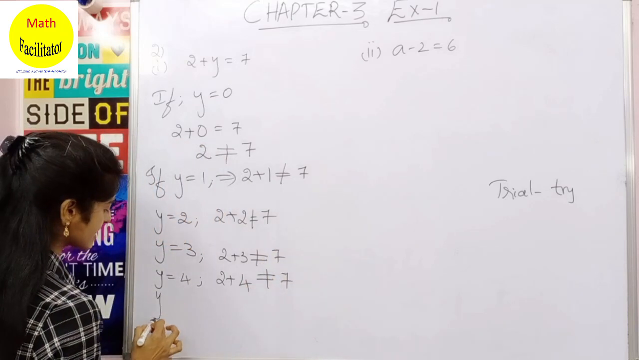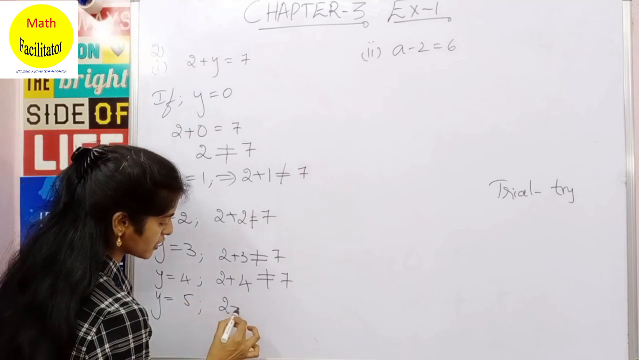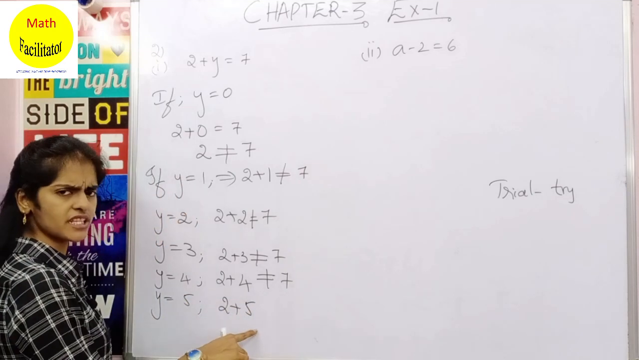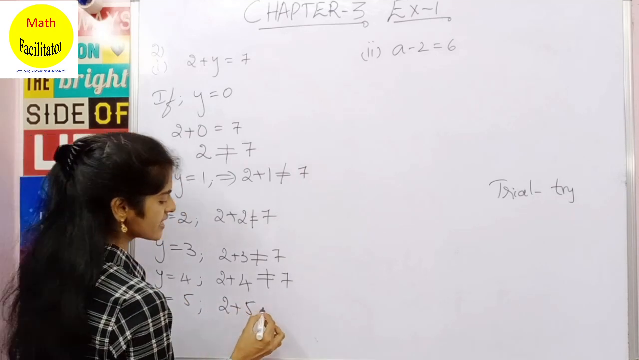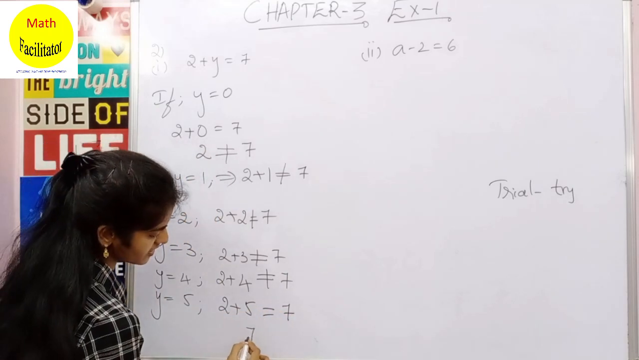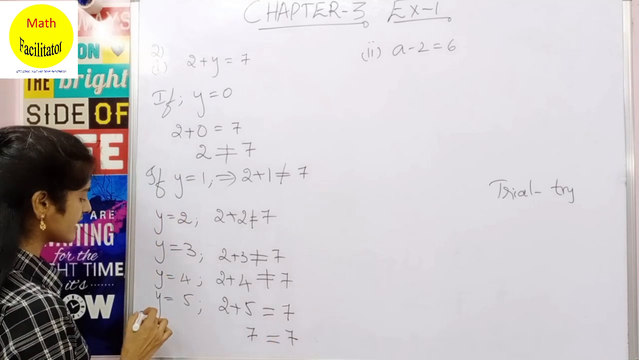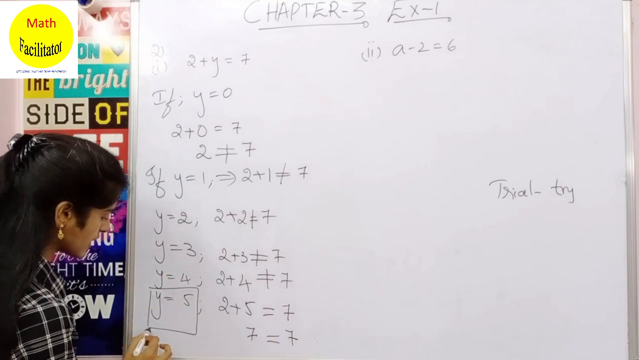Now let us take y equal to 5. So when you take y equal to 5, you have 2 plus 5. 2 plus 5 is 7, right? So this is equal to the RHS 7. So in LHS you got 7, in RHS also you have 7, and both are equal. So the solution is nothing but y equal to 5.